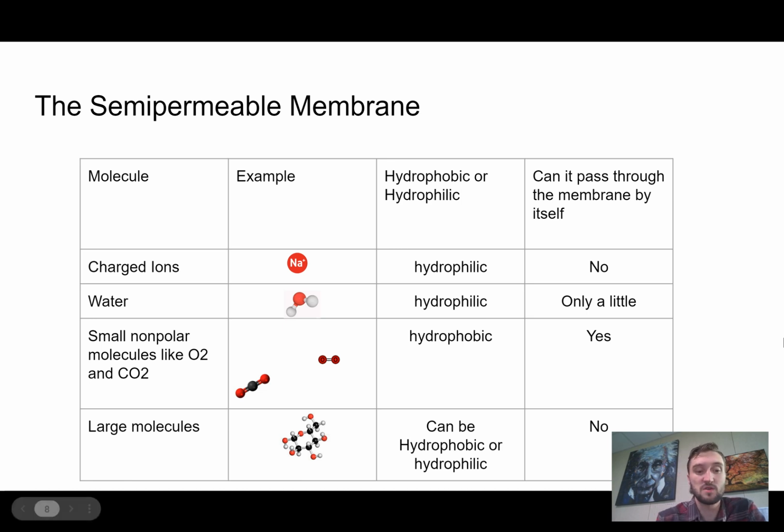And then we've got large molecules. An example of that would be right here. These can be hydrophobic or hydrophilic. Different molecules have different polarities. However, these are going to be too large to fit through, so they will need to get in another way. Some of them may be able to go through protein channels, but depending on how large they are, they may need other ways as well. So we'll talk about those in another video.